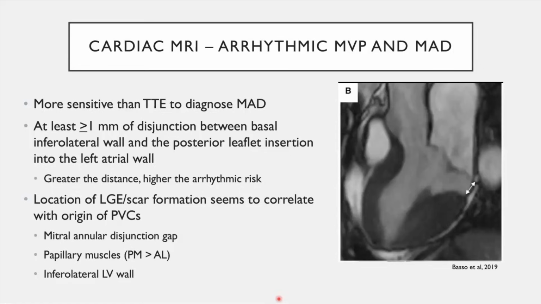And this scar formation seems to correlate well with origins of PVCs or ventricular arrhythmias, with the most common locations being the mitral annulus, including the annular disjunction gap, the papillary muscles, with the posteromedial being more affected than the anterolateral, and then the infralateral left ventricular wall.